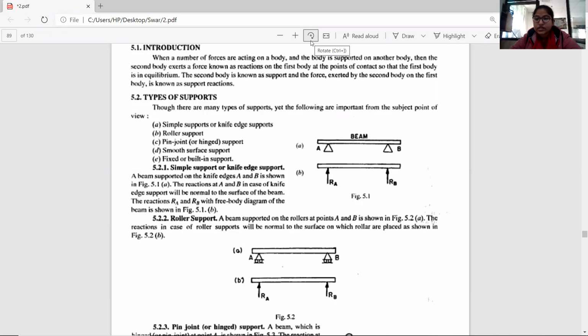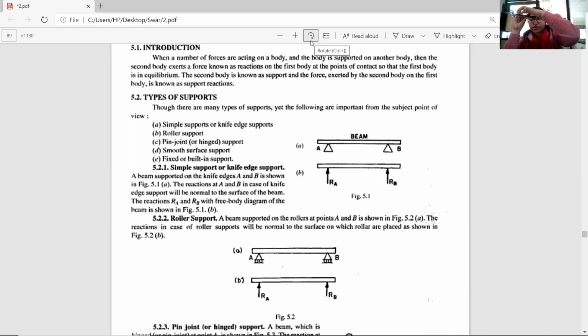In this session, we will discuss the support reactions. There are so many supports which have different reactions. So let's start. When a number of forces act on a body, what does that mean? Let's suppose this is my body and there are so many forces.